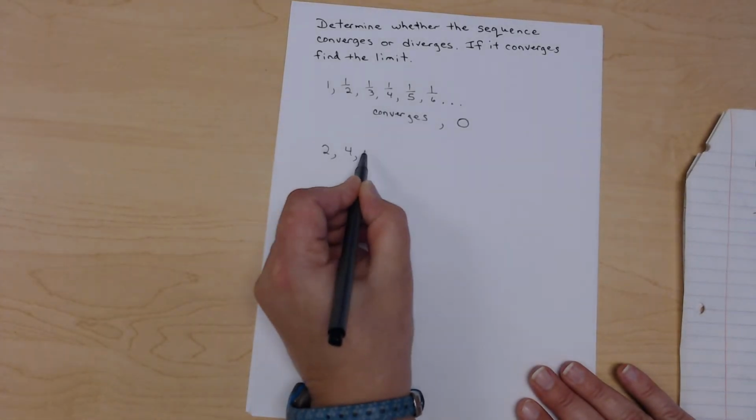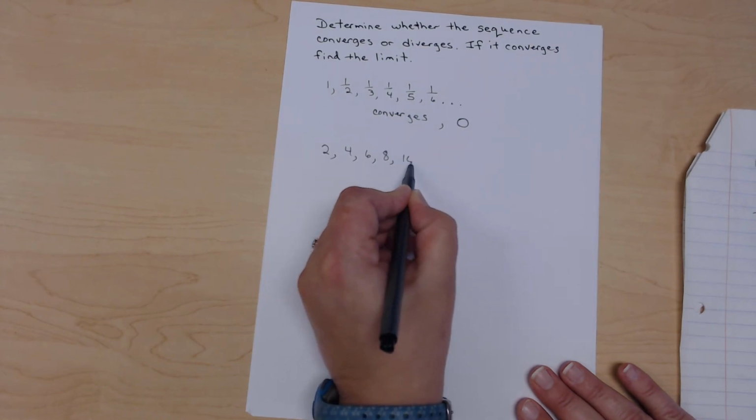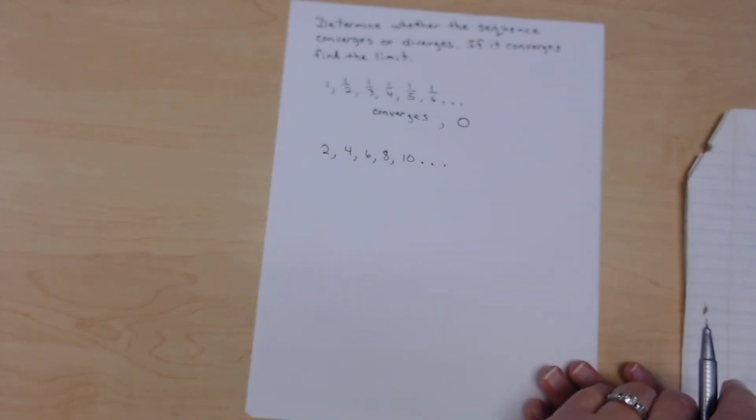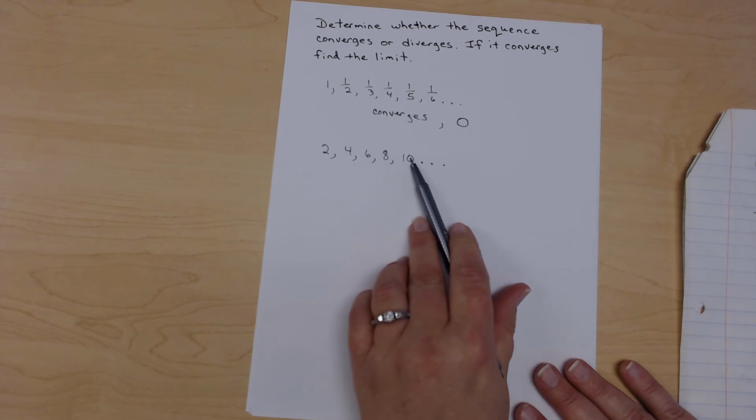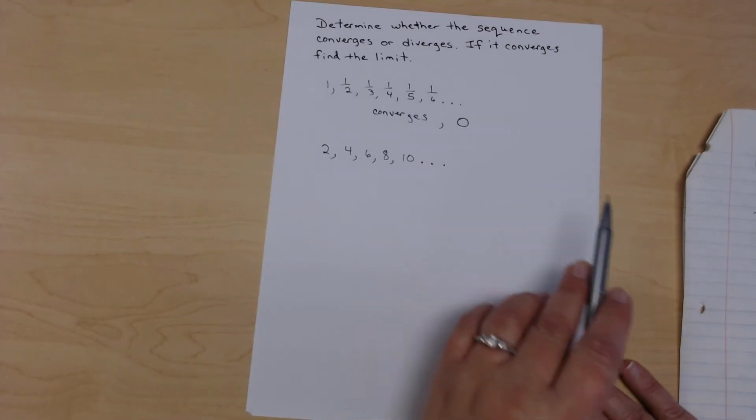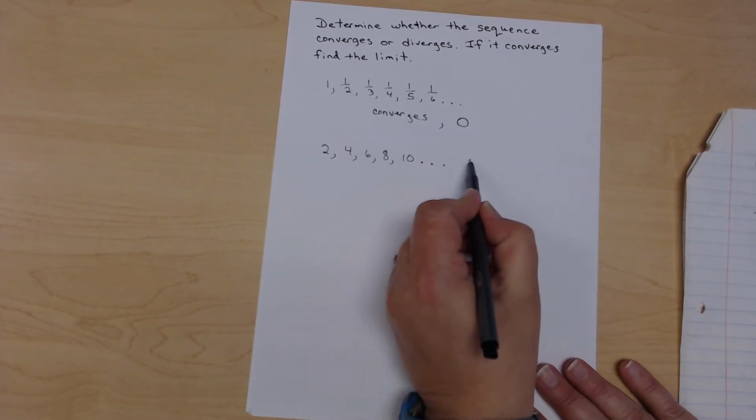Okay. All right, how about this one? I think we even wrote this earlier. 2, 4, 6, 8, 10, dot, dot, dot. Okay, it's just getting bigger, right? 10 and 12, it's just getting bigger and bigger and bigger, so that diverges.